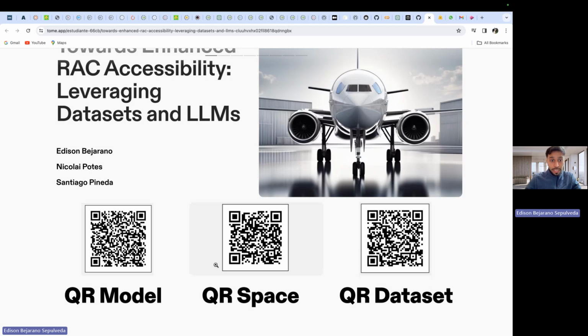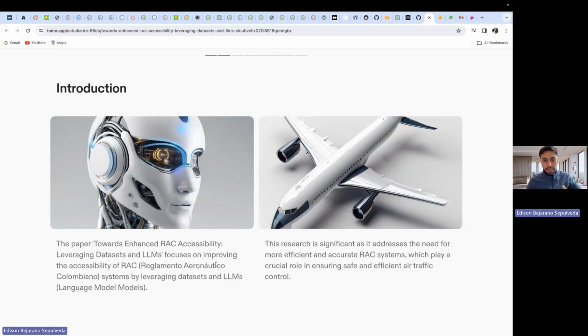So the first thing is, what is RAC? RAC is basically a Colombian aeronautical regulation. This is very necessary in the field because if you are not an expert and you need to know some information, it's going to be very hard. First, how do you know from which regulation the information that you are searching belongs? And also that information has big technical and complicated aspects.